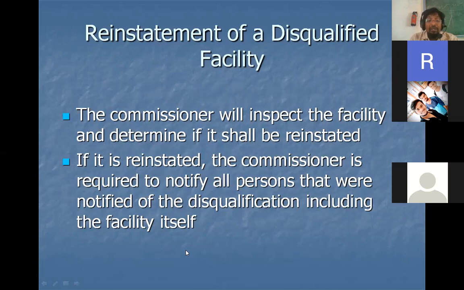Then the commissioner will inspect the facilities. They'll inspect and determine if it shall be reinstated or not. If it is reinstated, the commissioner is required to notify all the persons that were notified of the disqualification, including the facility itself, that we are giving back the permission because we have inspected the particular facility and they have assured us that this kind of deviation from the GLP rules will not happen in the future. That's why you will send a letter to all the agencies and authorities that the permission is given back to the laboratory.